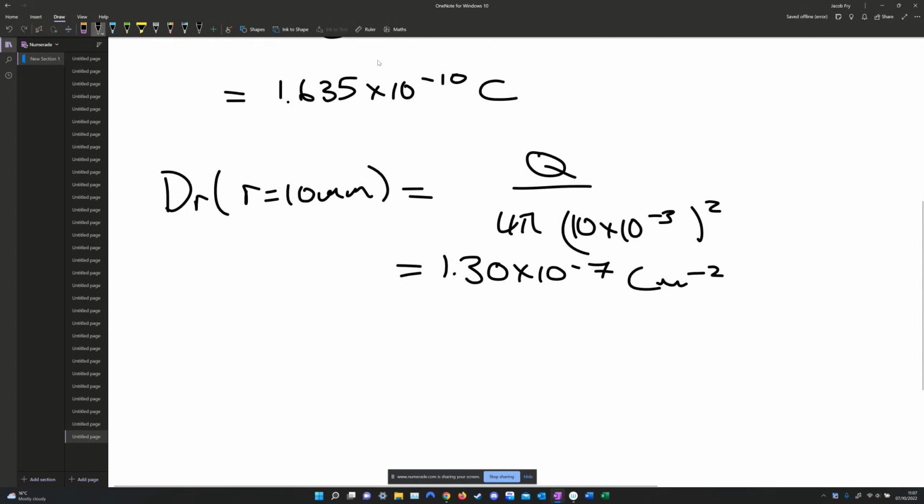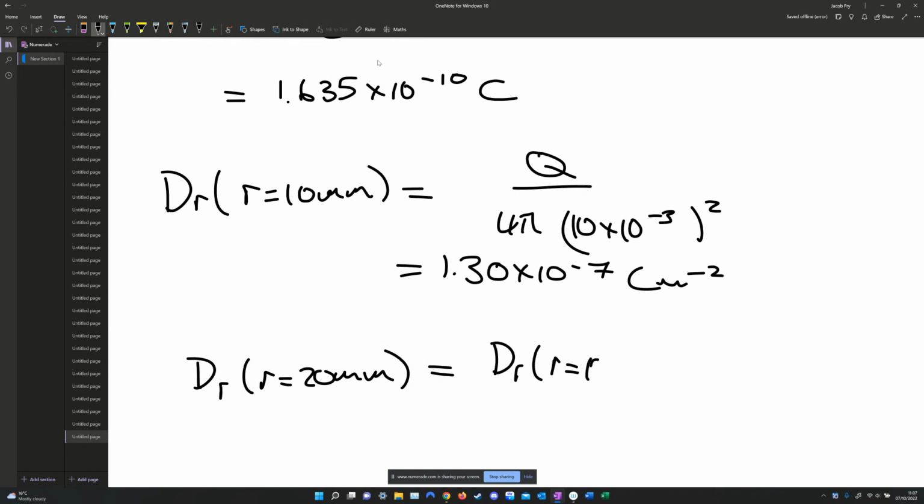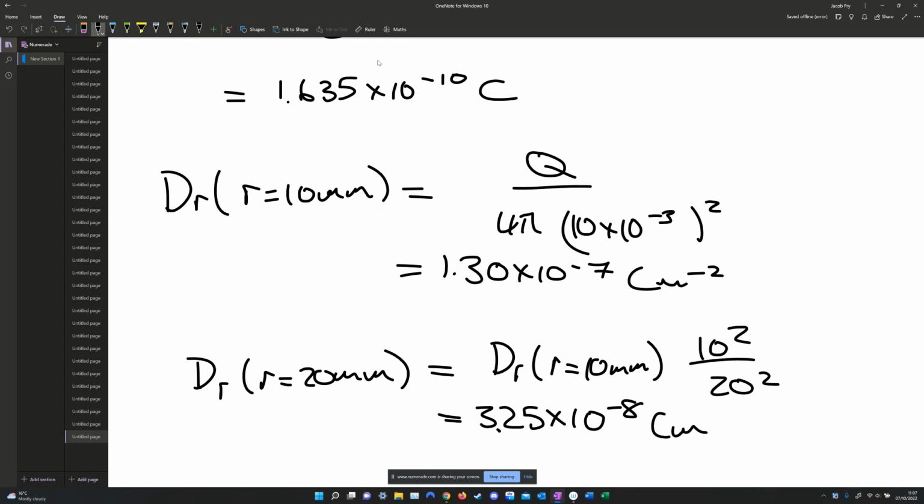And we're also asked to find Dr at r equals 20 millimeters. Well, since there's no more charge between 10 and 20 millimeters, we can just use the fact that it's proportional to 1 over r squared. So this is going to be Dr at r equals 10 millimeters times 10 squared over 20 squared. So that's a quarter of what we had before. And this gives us 3.25 times 10 to the minus 8 coulombs per meter squared.